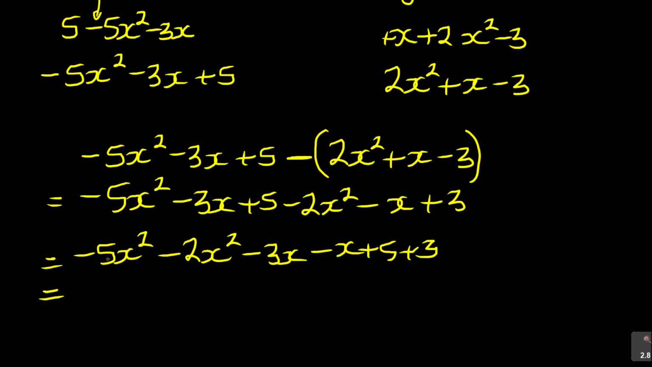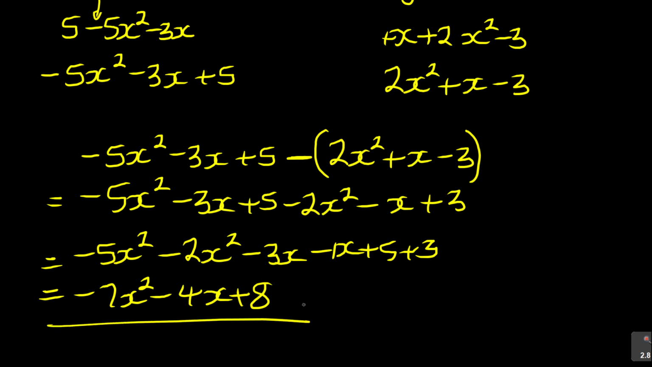Now, minus 5x squared minus 2x squared, minus 5 minus 2 is negative 7. You maintain the x squared. Minus 3 minus x, there is a hidden 1 there, it's minus 4x. And then 5 plus 3 is 8. So this is the answer. We can go back to the statement.